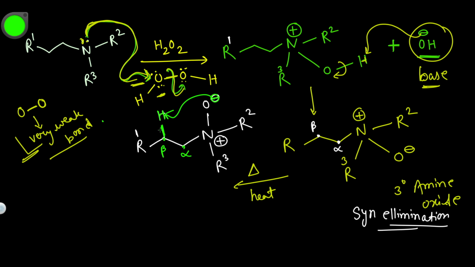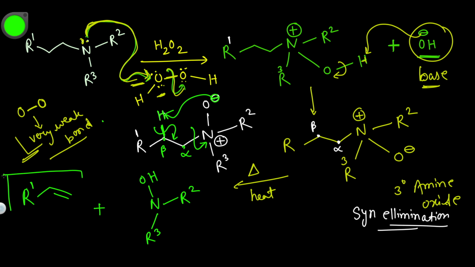And after that, simultaneously this bond will break and this bond will break and go on nitrogen as a negative charge, and now you will get something like this. R here is a double bond, and plus you will get something like this. Here is a nitrogen, here is R2, here is R3, and this is R1. Let me show R1 here, and here is an OH. So this is our major product.